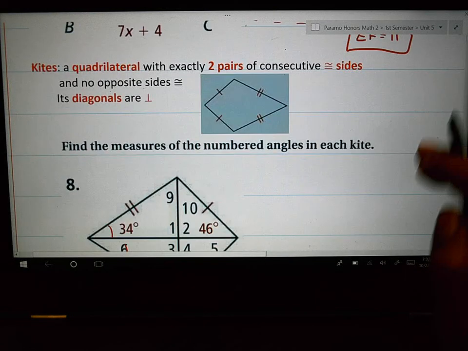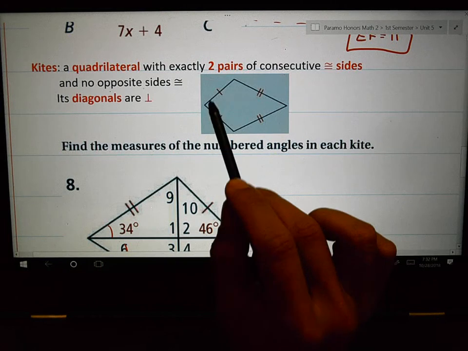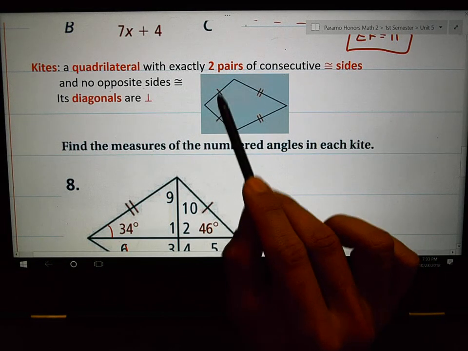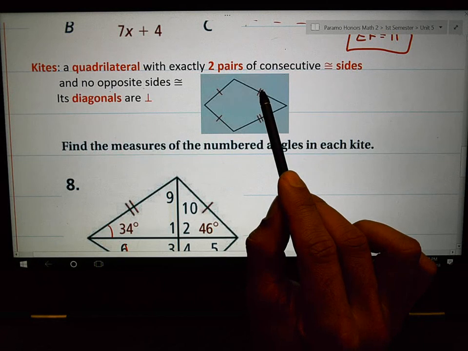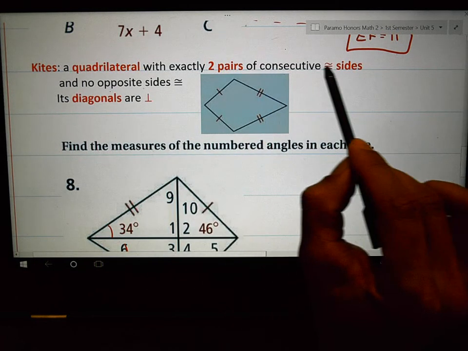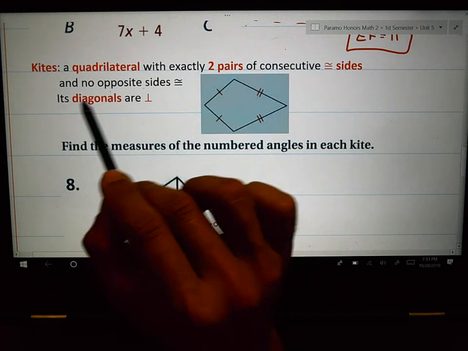Which brings us to the last shape. The last shape of this whole unit is kites. And kites is something that honors kids get to learn about, whereas regular Math 2 students do not even get to talk about kites. But a kite is a 4-sided shape where the 2 top pieces are congruent and the 2 bottom pieces are congruent. It has 2 pairs of consecutive congruent sides, but no opposite sides are congruent, but its diagonals are perpendicular.